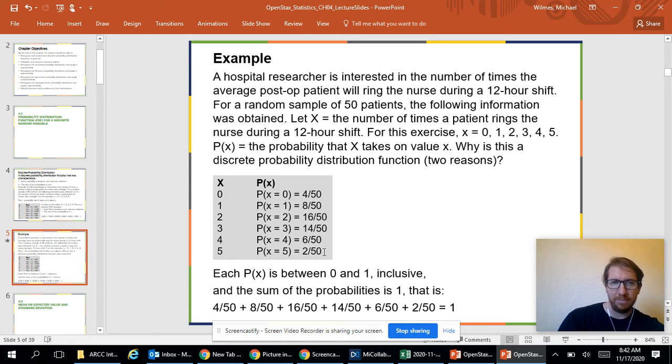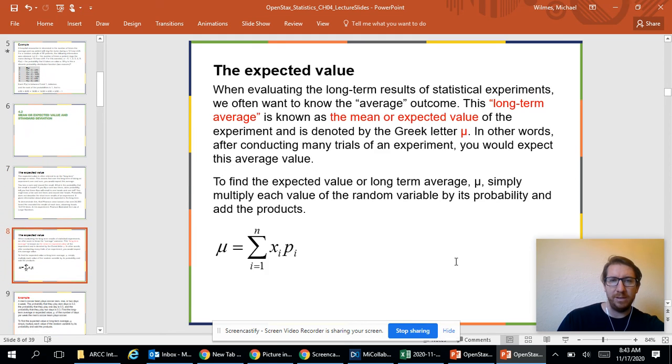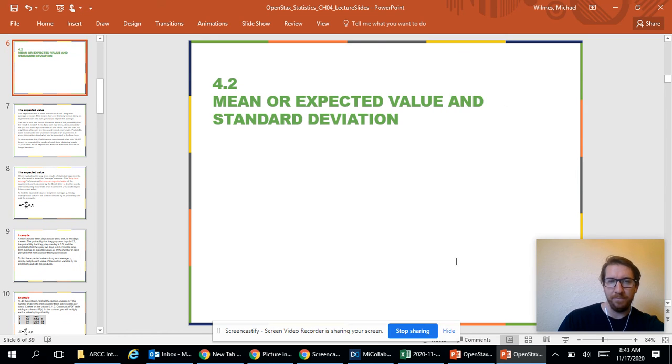To test if this is a probability distribution function, we make sure all the probabilities are between 0 and 1. And then we check they add up to 1. And we're done. So this is just an introduction to probability distribution functions. In the next chapter, we're going to be using these tables and calculating something that's called the expected value. And I'll talk more about that in the next video.